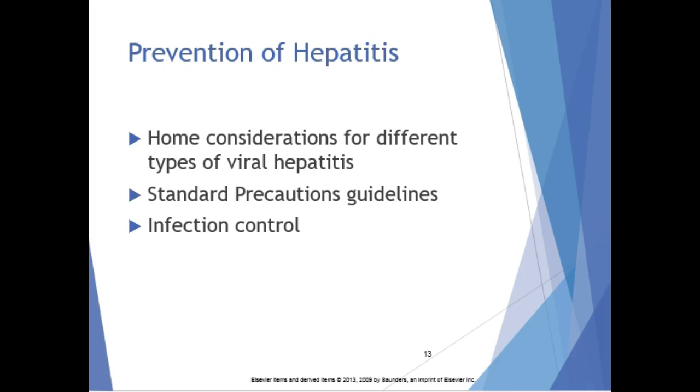We'd also have to consider the home for different types of viral hepatitis. How do we prevent that from occurring in the home? Standard precaution guidelines, and also infection control.